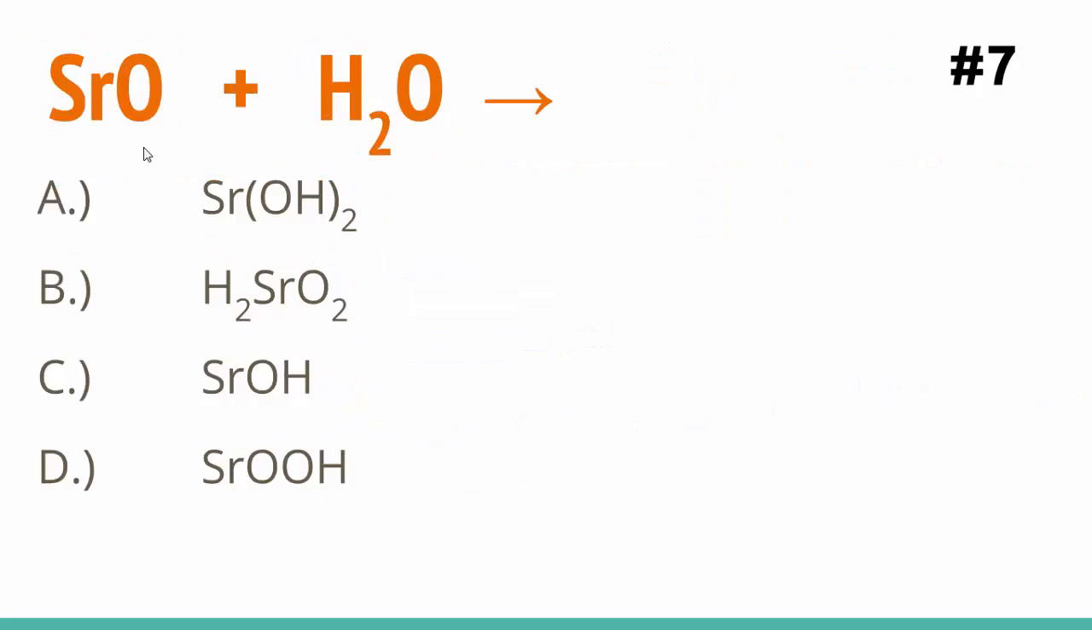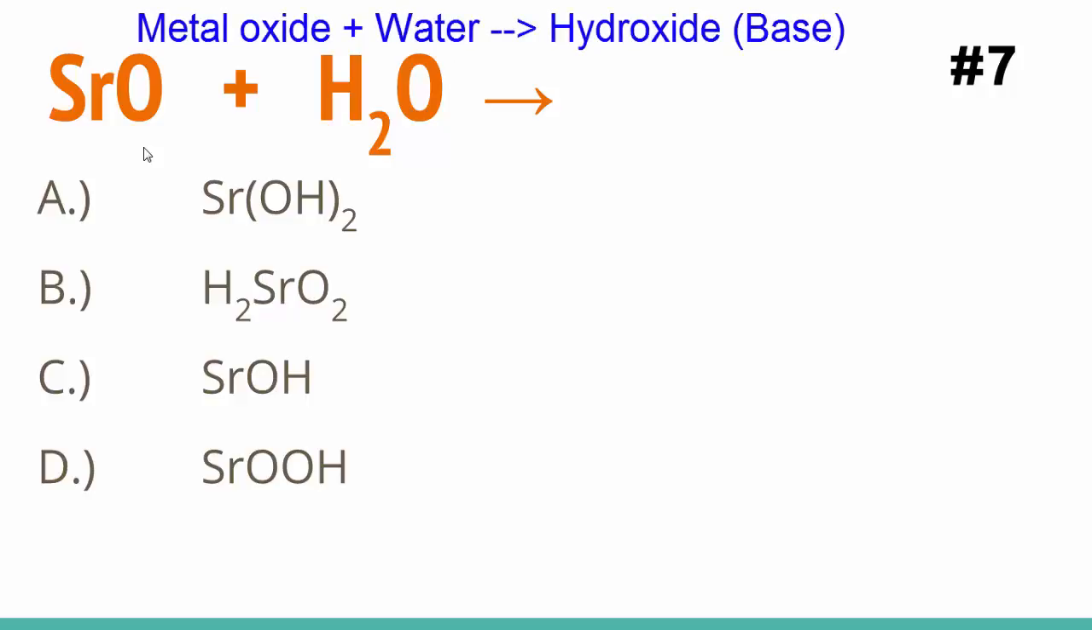Number 7, strontium oxide and water will combine to form what? Well, this is again knowing what synthesis reaction templates we've looked at. This is a metal oxide combining with water. And if you look back, recall what we did with metal oxides and water joining together, they make a base or a hydroxide compound.